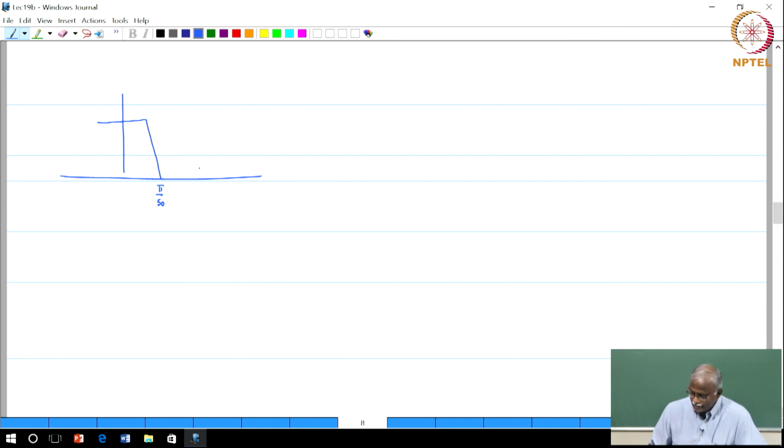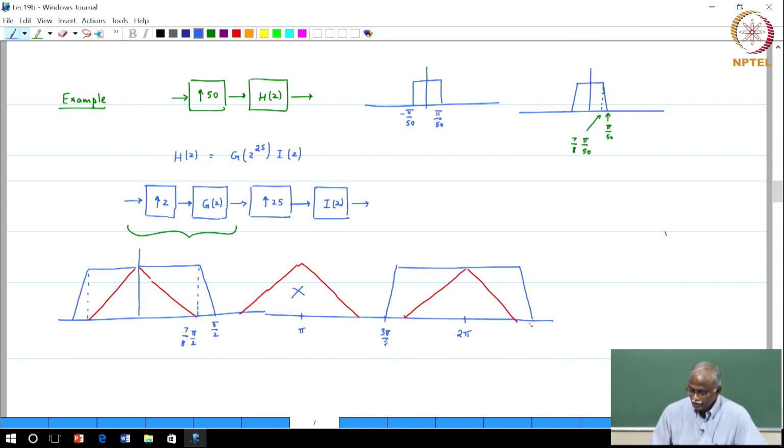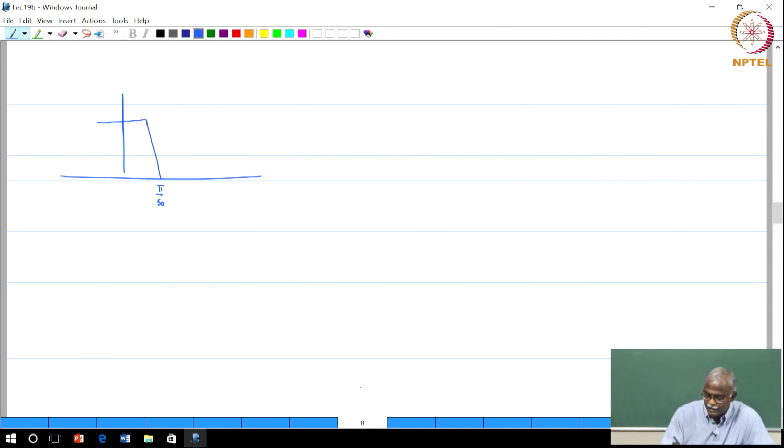Where is the next image? 3 pi by 2 is the next frequency edge, that divided by 50. So, 3 pi by 50 is then going to be the next edge. So, let me just show it as this here. So, this is going to be 3 pi by 50, that is, the upsampling by a factor of 25 is going to produce images, and is going to produce several images.